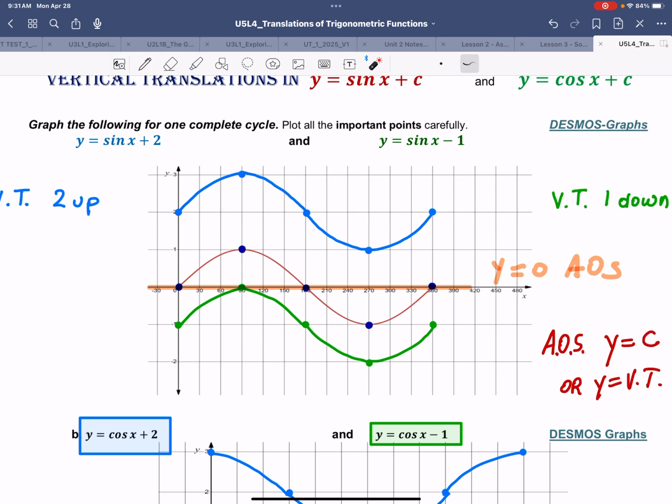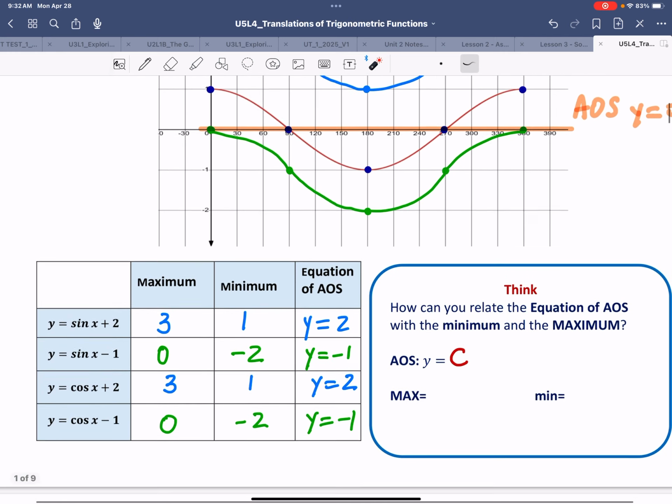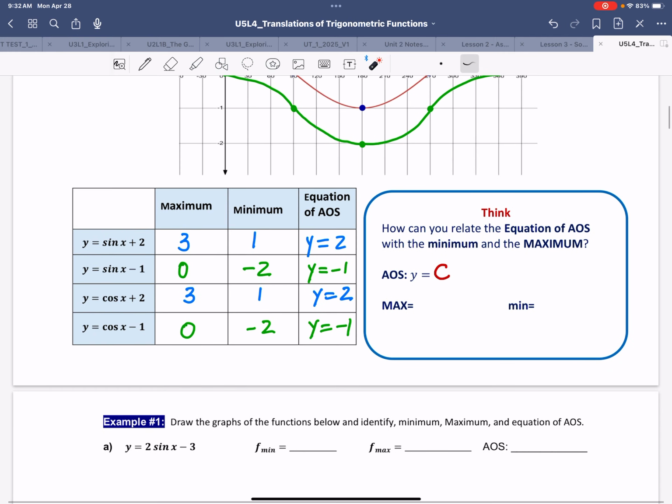So in general, we're going to say that the maximum is going to be equal to wherever the axis of symmetry is, and then you add the amplitude. So this is the axis of symmetry at c. You add the amplitude, you hit the maximum. This is the axis of symmetry, right? So you subtract the amplitude, you hit the minimum. So I hope that this makes sense, and I'm going to write now the equation.